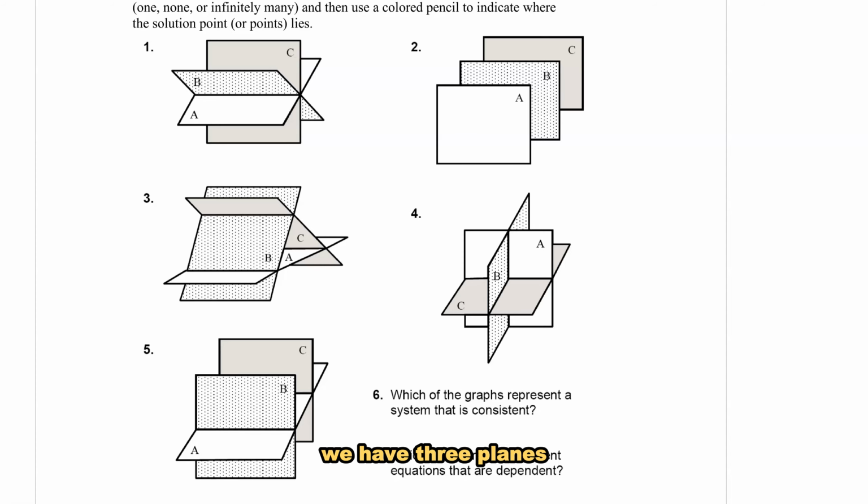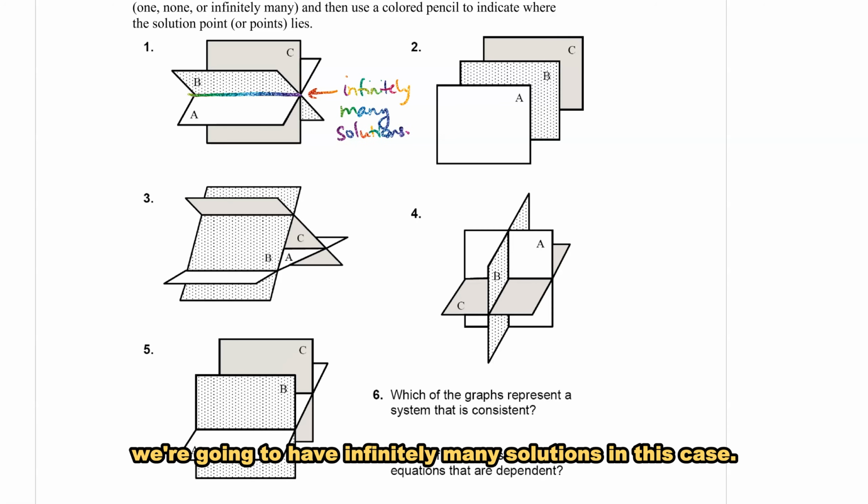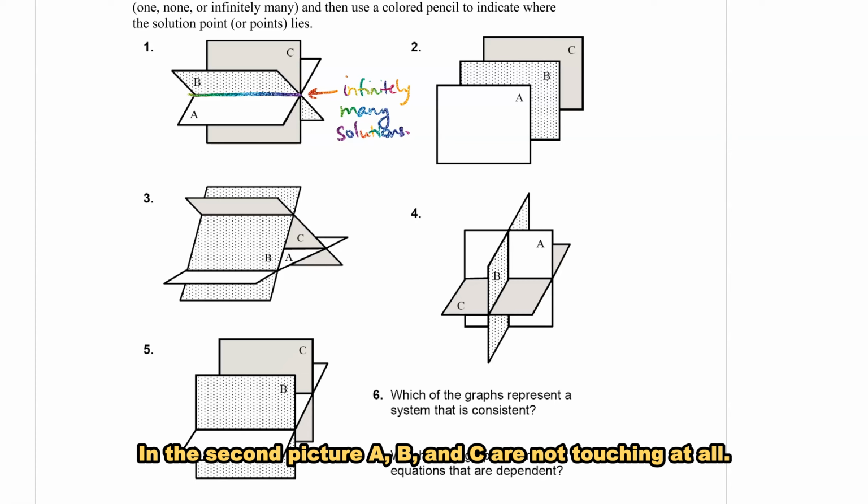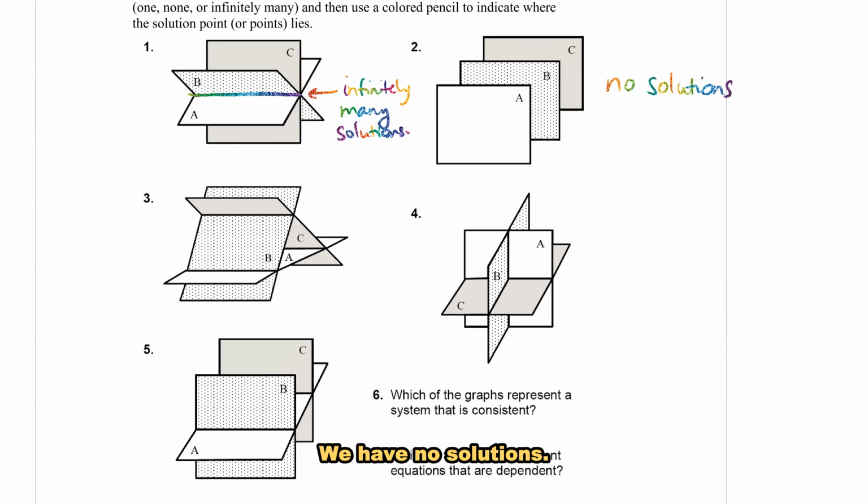Notice in problem number 1, we have 3 planes, A, B, and C, and they all intersect. The planes are all intersecting on a line. And so we have an entire line of solutions, and just like for systems of 2 equations, we're going to have infinitely many solutions in this case. In the second picture, A, B, and C are not touching at all. Since they're all parallel, there are no intersections. We have no solutions.